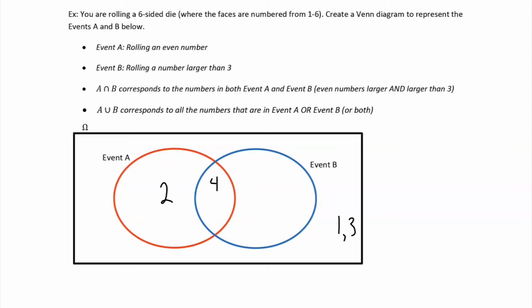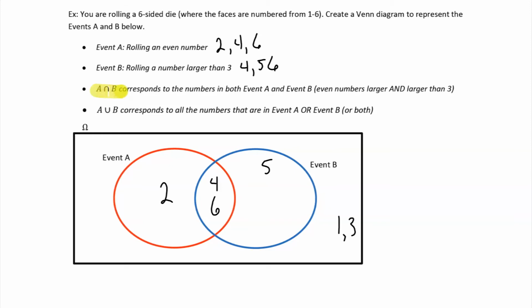The number 5 is not an even number, but it is larger than 3, so it goes into the blue circle, but not in the overlapping area. And the number 6 is an even and larger than 3 number, so it also goes in the overlap. Let's back up again and look at how we got there. Event A is rolling an even number, so that was the numbers 2, 4, and 6. Event B is rolling a number larger than 3, which we said was 4, 5, and 6.